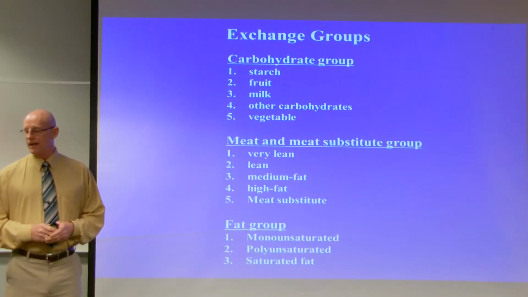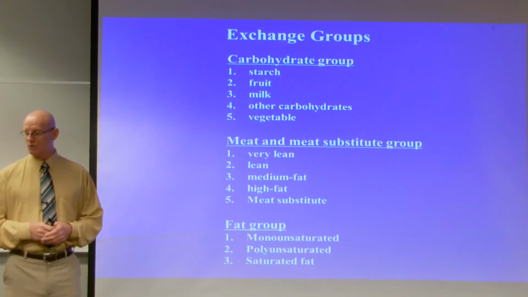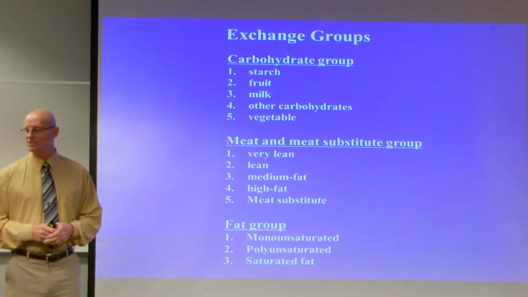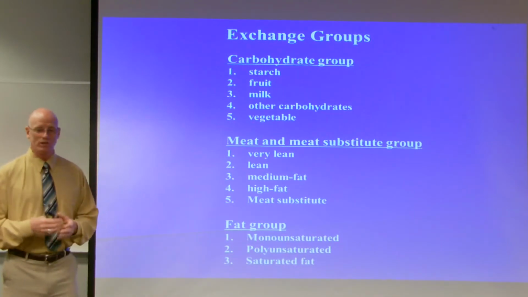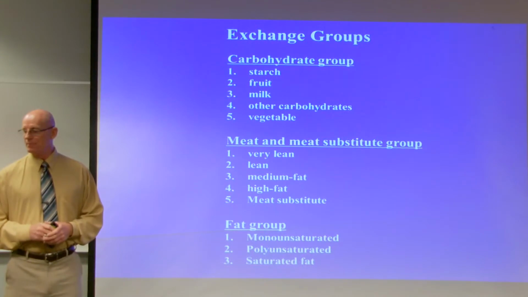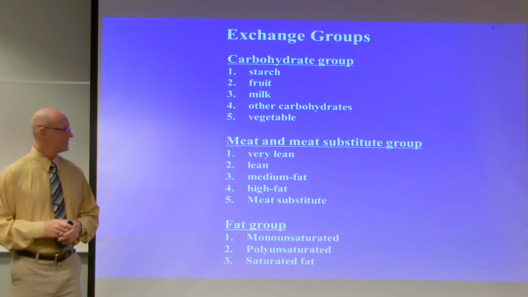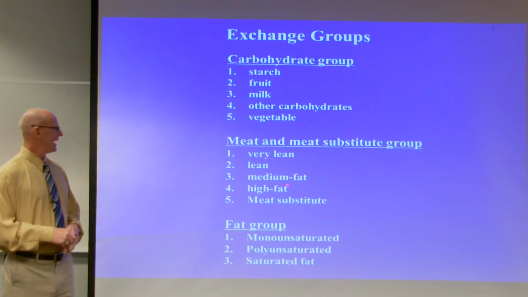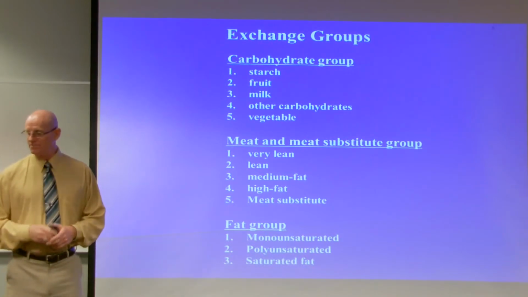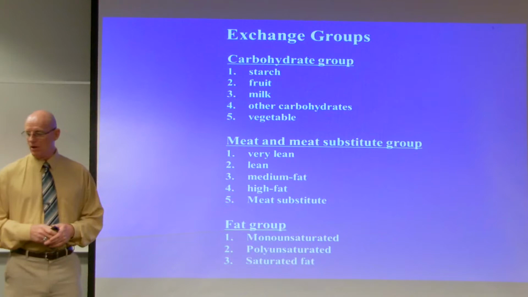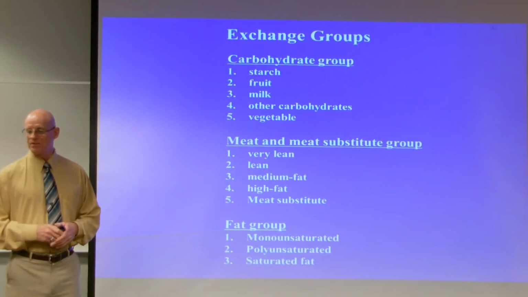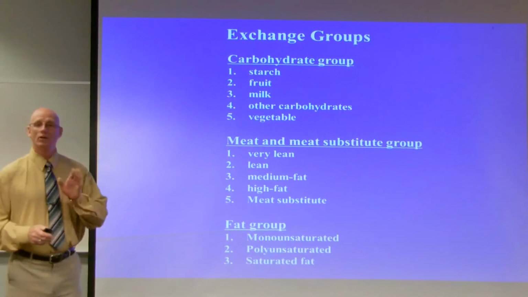So the groups are divided again into the carbohydrate, meat and meat substitutes, and the fat group. The carbohydrate group is probably the biggest because it contains vegetables, fruit, dairy, starches, and other carbohydrates such as sweets, snacks, and stuff like that. The meat and meat substitute group is basically broken down by its fat content: very lean, medium fat, high fat, or some type of meat substitute. And the fat groups are basically oils, butter, mayonnaise, salad dressing, stuff like that, grouped by monounsaturated, polyunsaturated, and saturated fats. So let's take a look at each one of these.